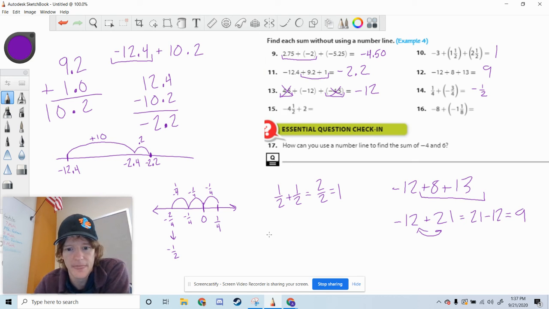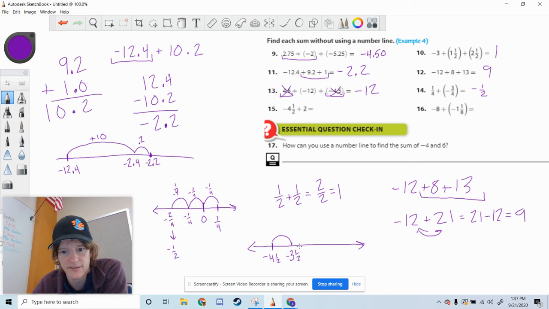The next one, starting at negative 4.5, and we're going to the right by 2. So here's the right 1, puts us at negative 3.5. To the right 1 puts us at negative 2.5.